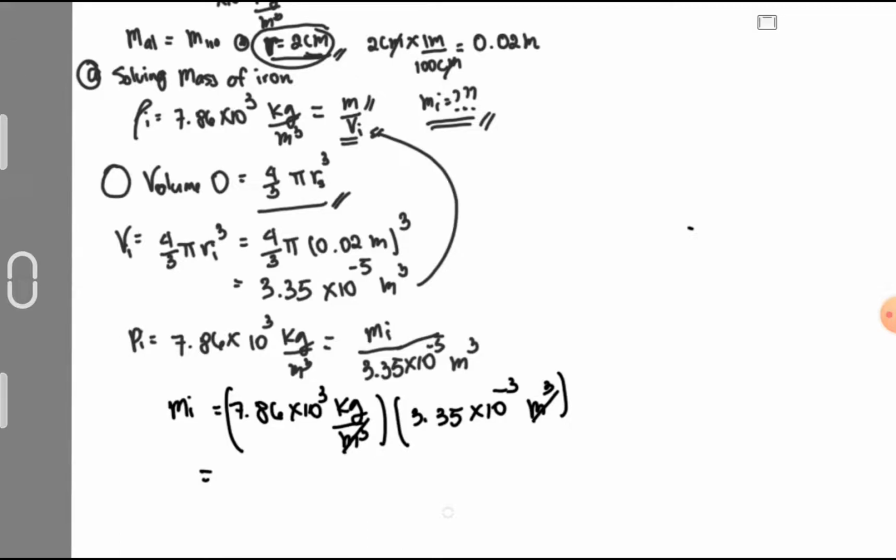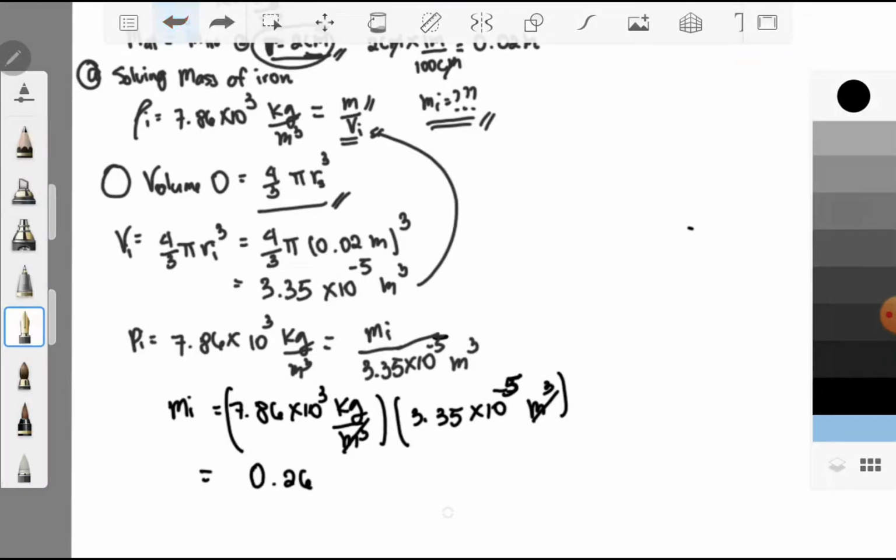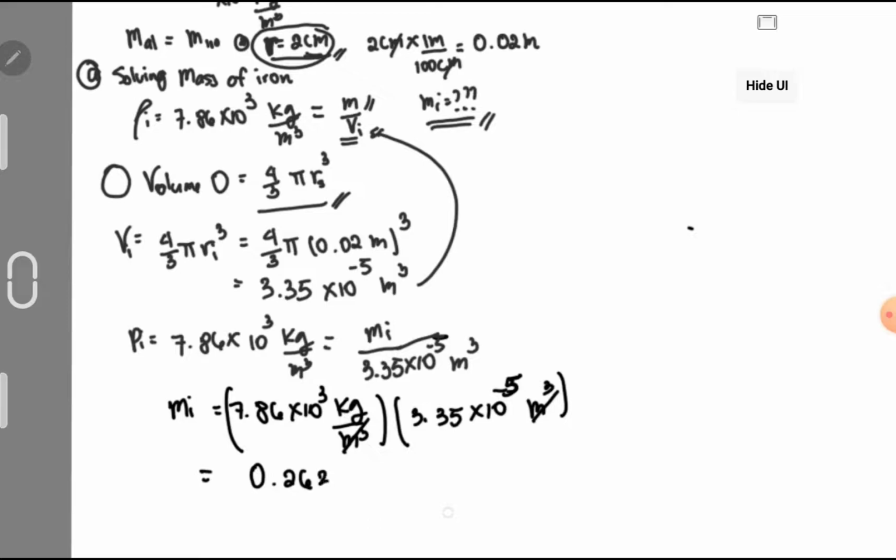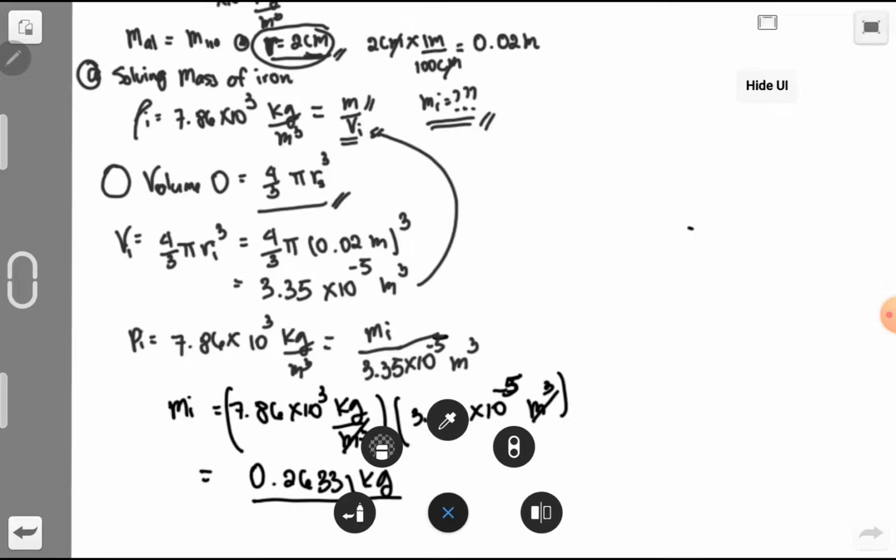7.86 times 10 raised to 3 times 3.35 times 10 raised to -3. So we'll have a value equal to 0.26331 kilograms. This is the mass of your iron.